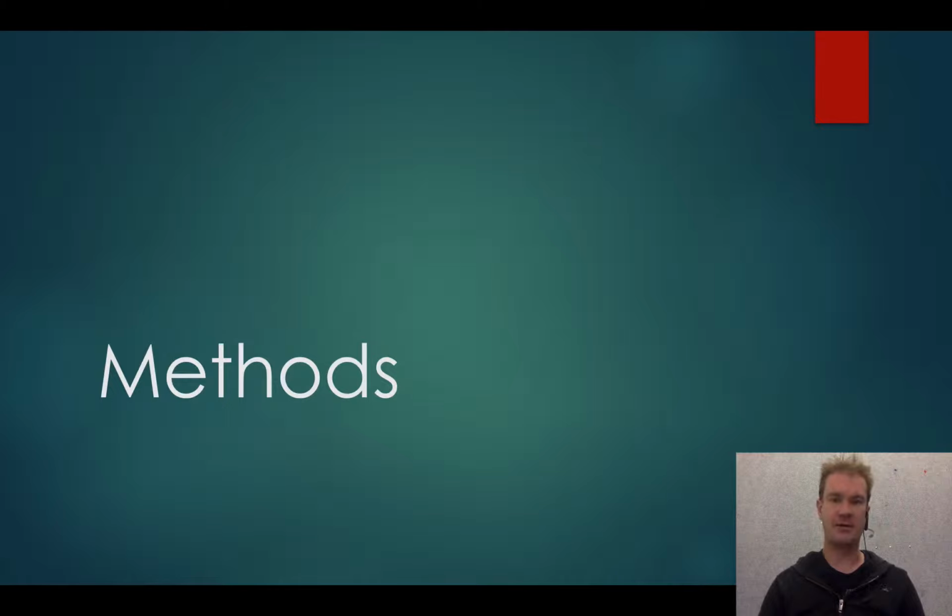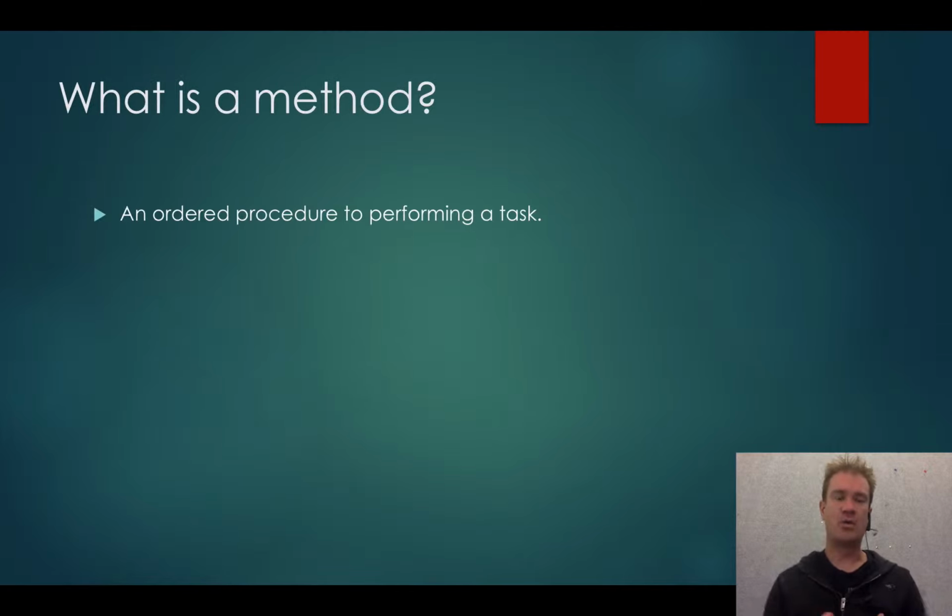In this video, we're going to be looking at methods. Methods is a really important part of coding. Sometimes they're called functions, other times they're called methods. Methods are an ordered procedure that is done repeatedly throughout a section of code. So it tells the computer a step-by-step method of doing something, performing a task which is done multiple times.